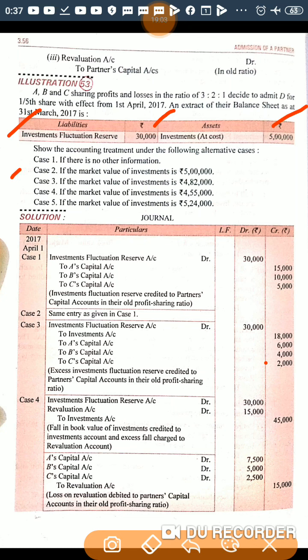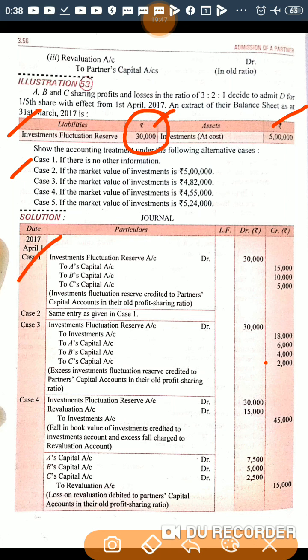So in the first case, if there is no other information at the time of admission apart from the balance sheet about the investment, it is assumed that the investment has the same value in the market as shown on the asset side. So in this case, if no information is given, it means there is no liability towards fluctuation in the market price of the investment. So this investment fluctuation reserve will be distributed among the old partners in their old ratio.